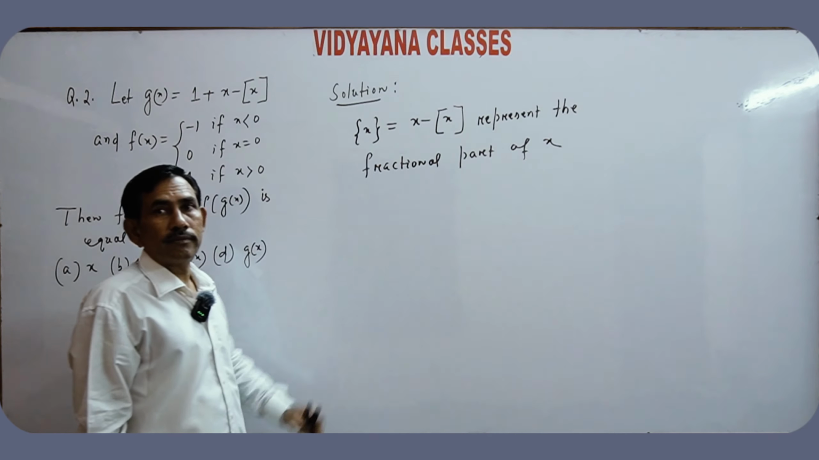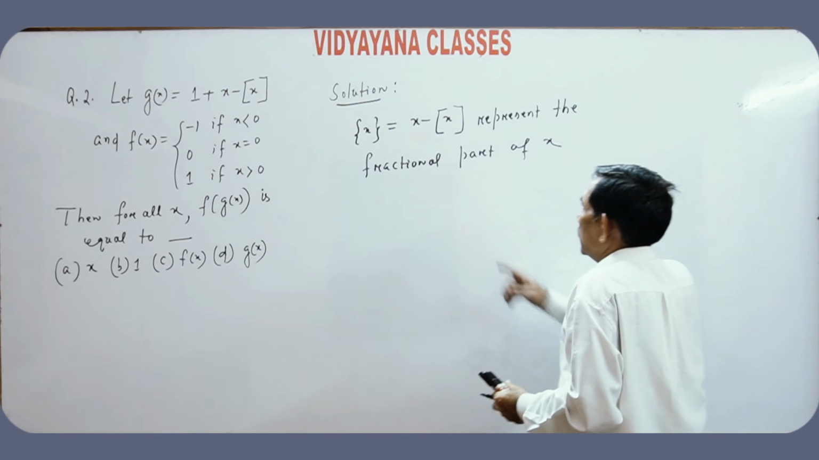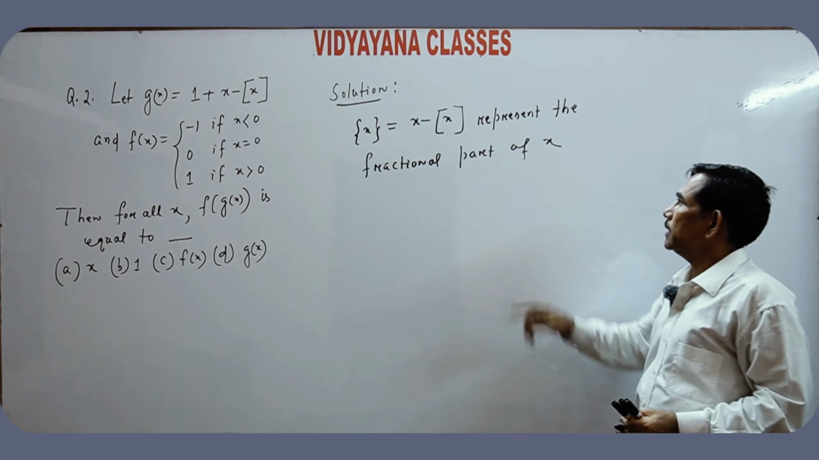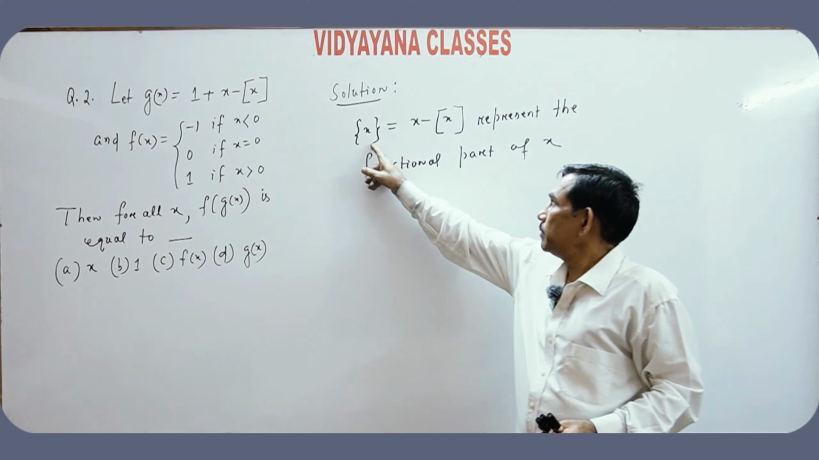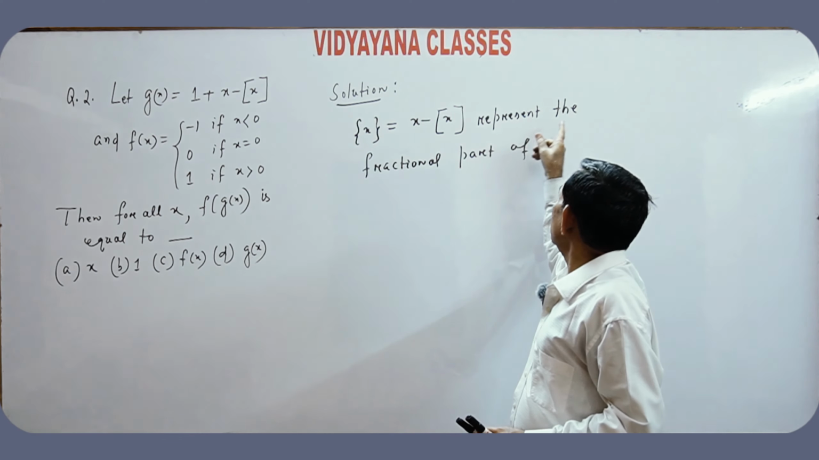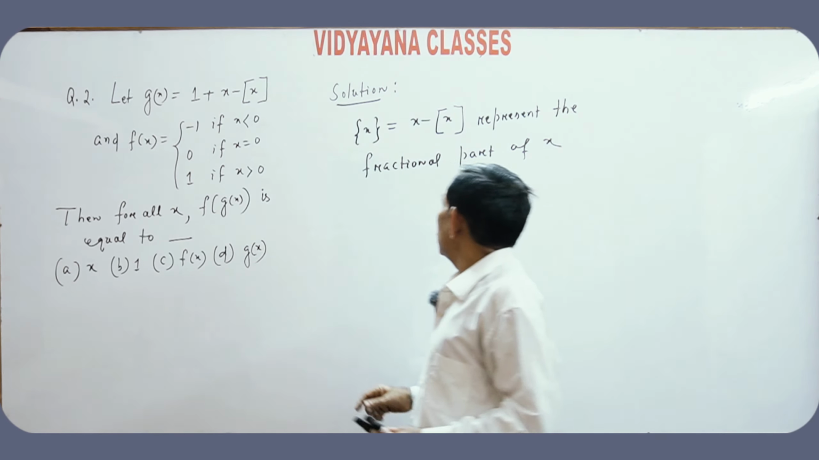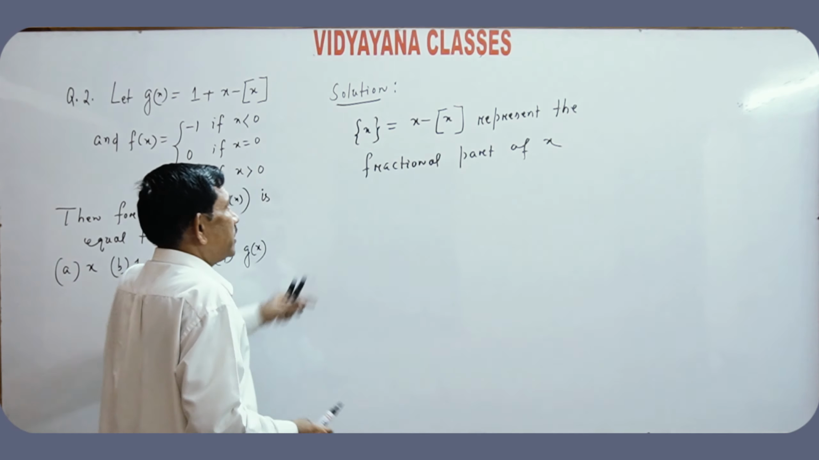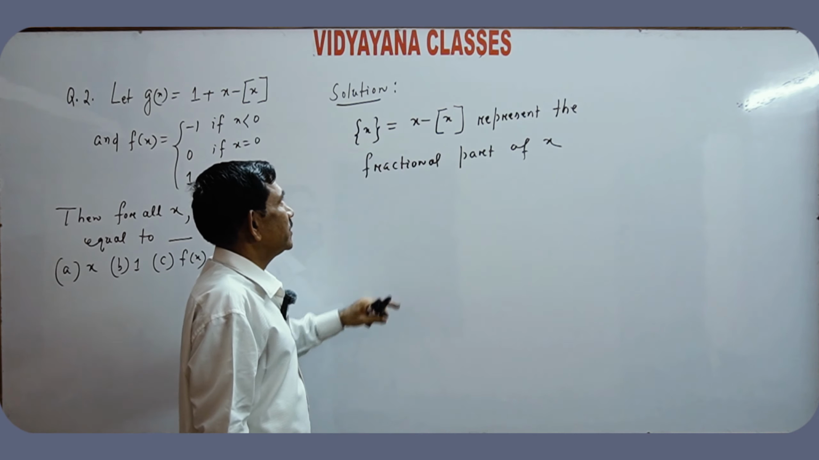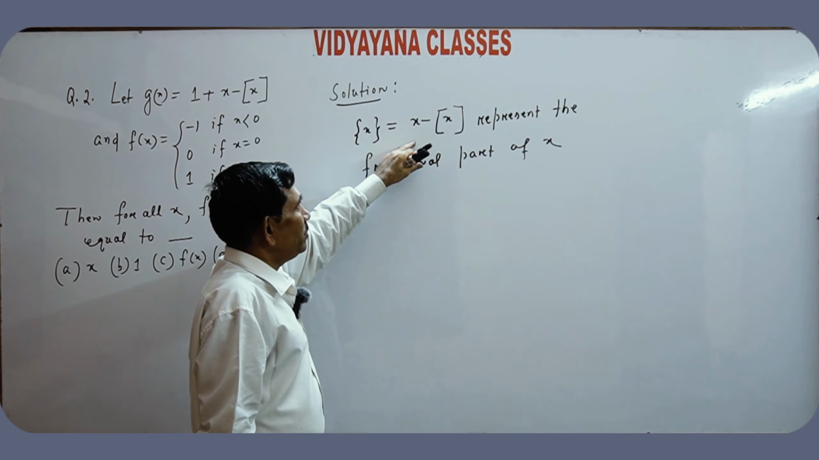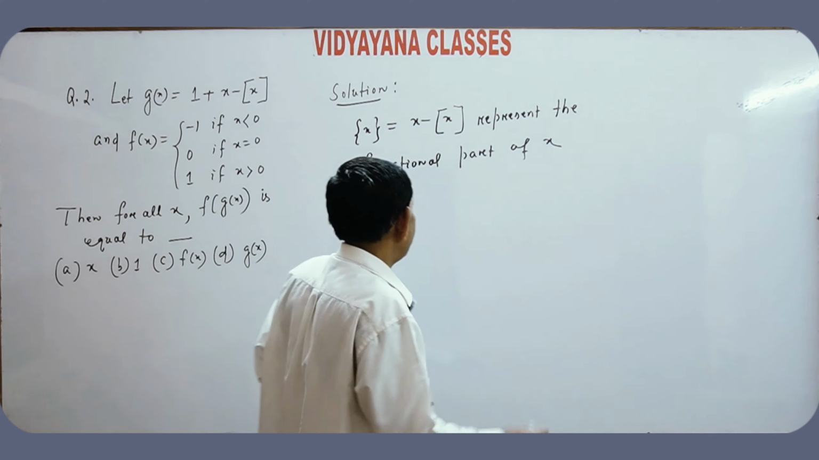Let {x} equal x minus [x]. x minus [x] represents the fractional part of x. {x} represents the fractional part of x. It is a function equal to x minus [x], whose values are greater than or equal to 0 and less than 1.